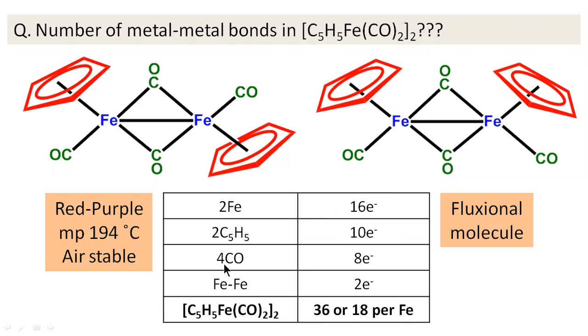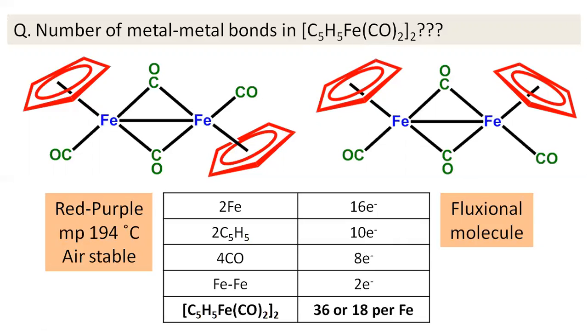Then there are 4 carbonyls. Carbonyls provide 2 electrons each, so in total I have 8 electrons. If you count the number of electrons now, you have 16 plus 10, 26, plus 8, 34. Since there are 2 iron centers, it should have 18 into 2, 36. The number of electrons should be 36.